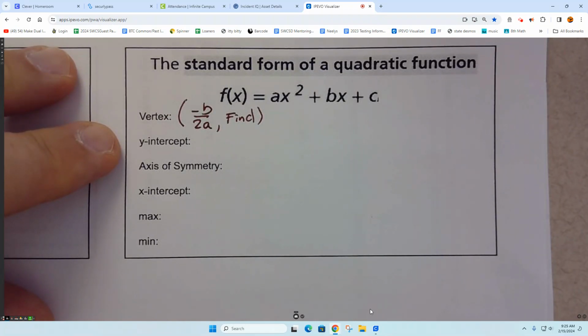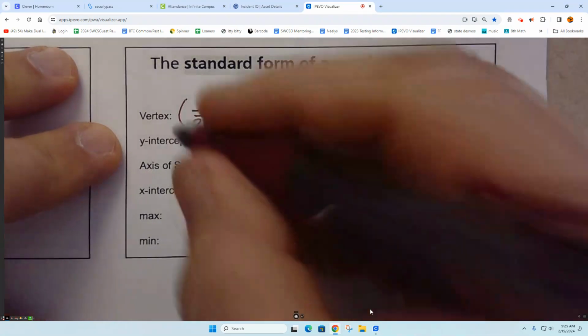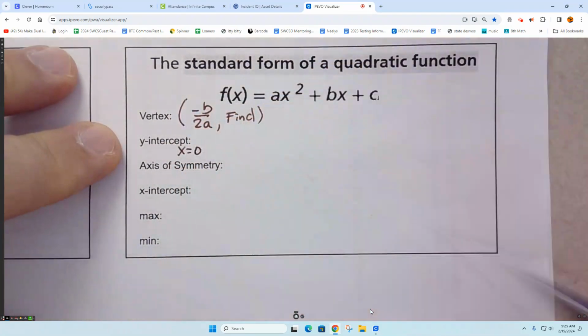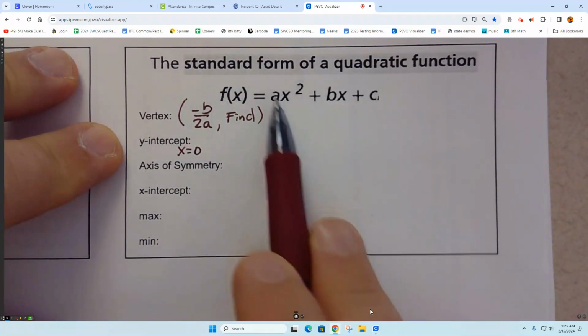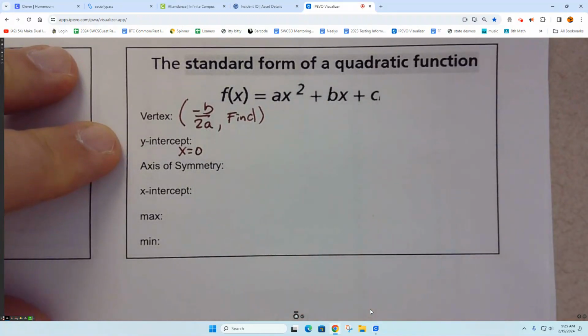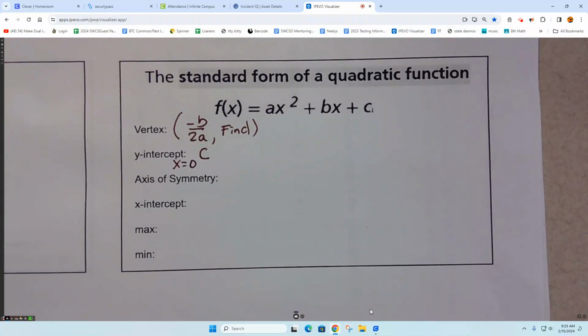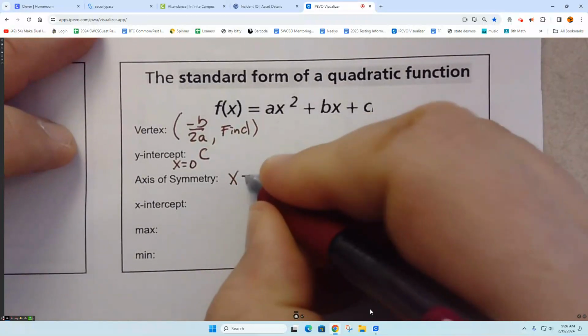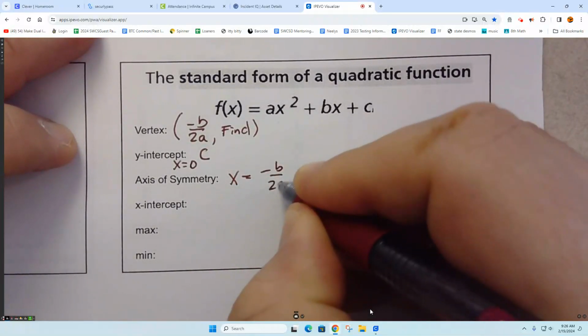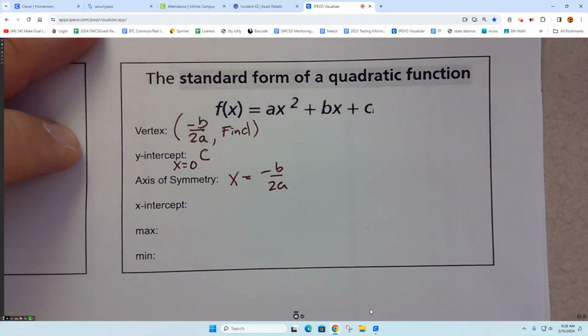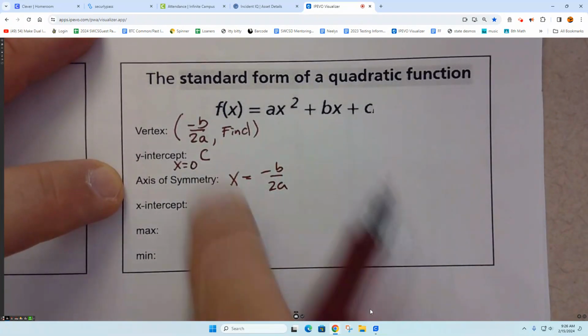Y-intercept. We just plug in x equals 0. And what's nice about this one, when I plug in 0 for x, it makes this 0, makes this 0, and what's left over? C. I would almost prefer you just know to plug in 0 for x than to think it's c, because then that's when people start making mistakes and just start saying, whatever's at the end there is our y-intercept, but it's not always the case. X equals negative b over 2a would be our axis of symmetry, whatever that number is there.